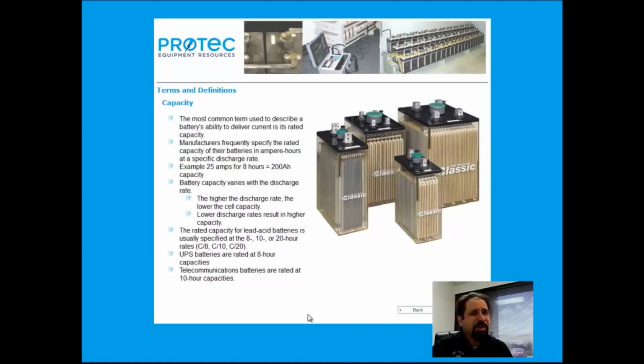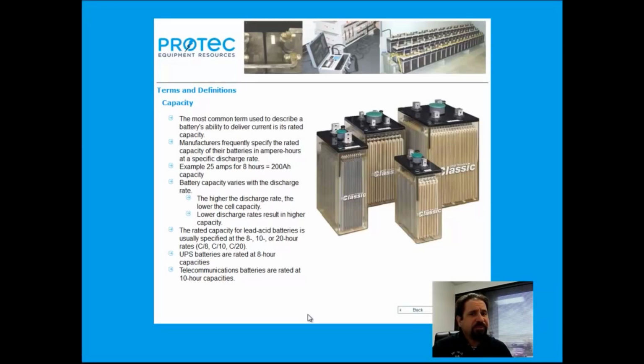Capacity. The most common term used to describe a battery's ability to deliver current is its rated capacity. Manufacturers frequently specify the rated capacity of their batteries in ampere hours at a specific discharge rate. Example: 25 amps for 8 hours would equal 200 ampere hours of capacity. Battery capacity varies with the discharge rate. The higher the discharge rate, the lower the cell's capacity. Lower discharge rates result in higher capacity.